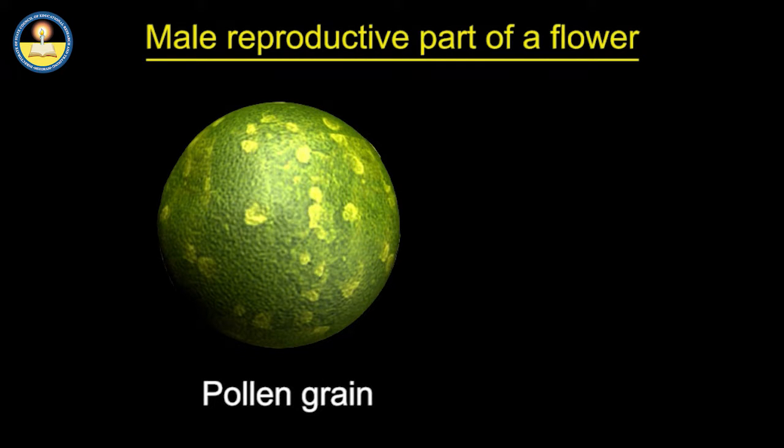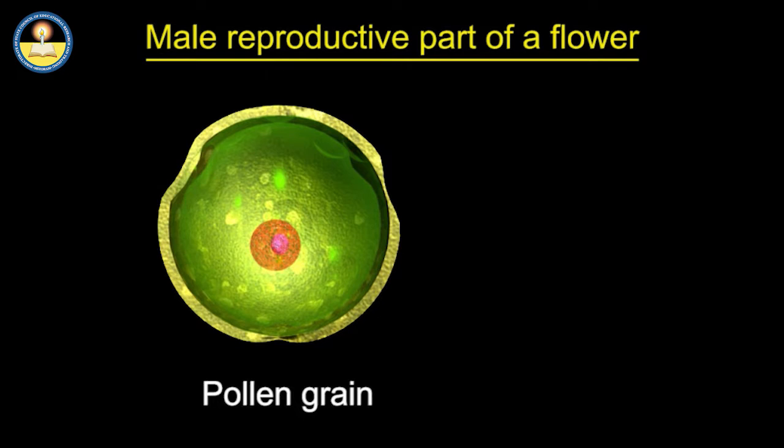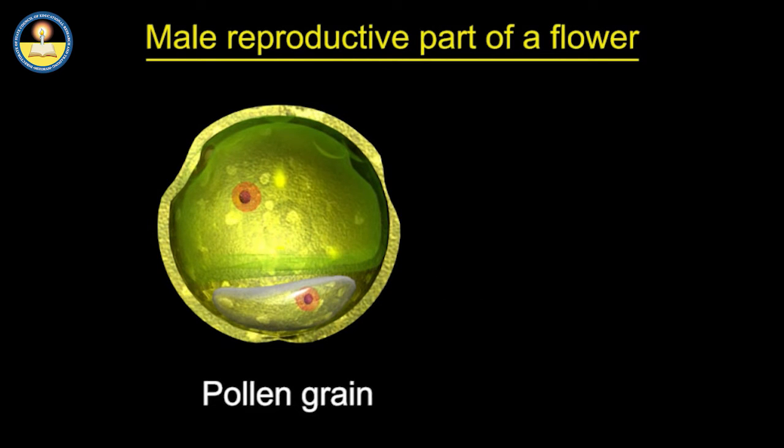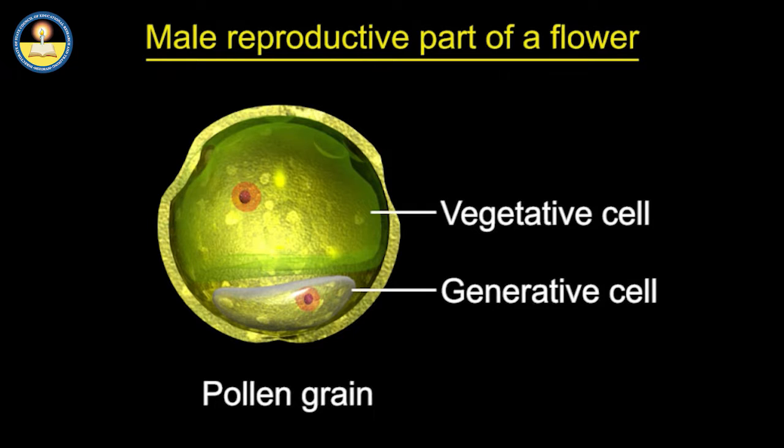The pollen grain develops 2 cell walls, a resistant outer wall, the exine, and an inner wall, the intine. Its nucleus undergoes mitosis to form 2 cells, vegetative cell and generative cell.